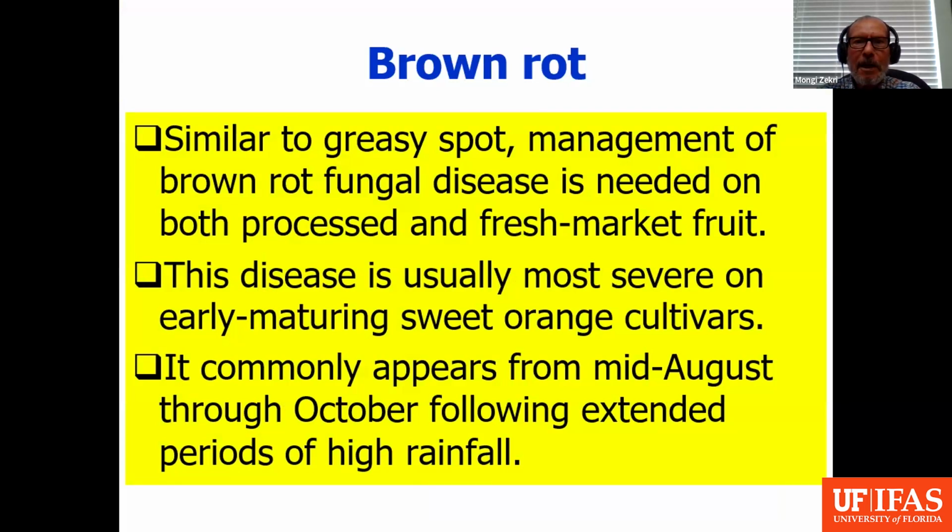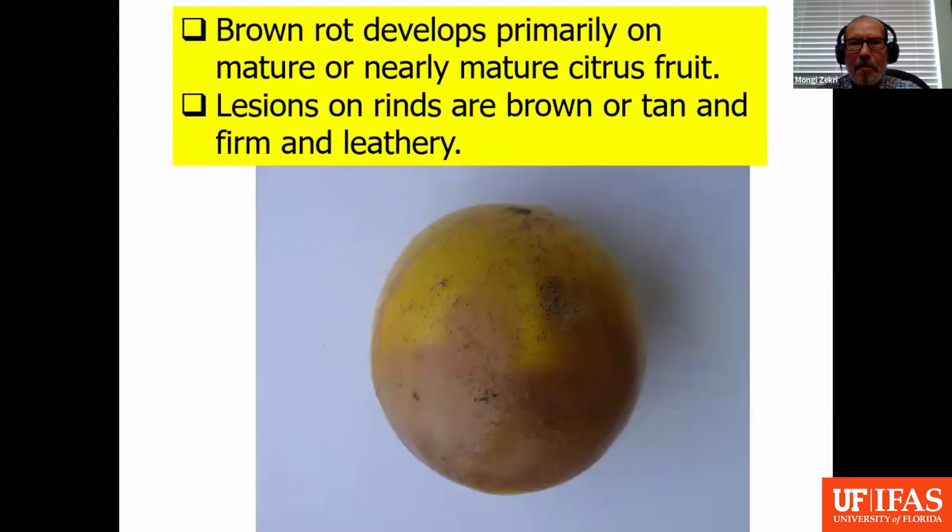Disease number 3 is brown rot. Similar to greasy spot, management of brown rot fungal disease is needed on both processed and fresh market fruit. This disease is usually more severe on early maturing sweet orange cultivars. It commonly appears from mid-August through October following extended periods of high rainfall.